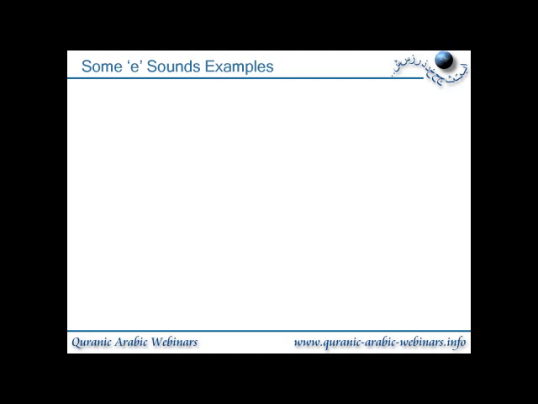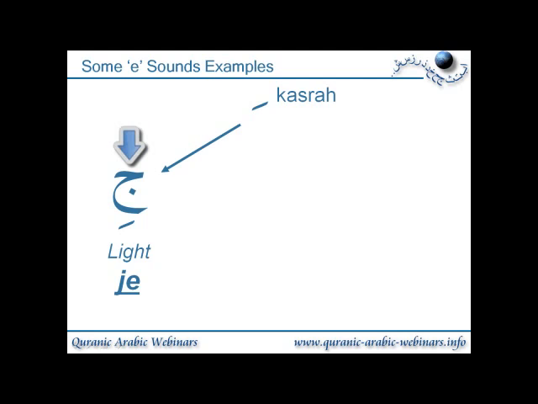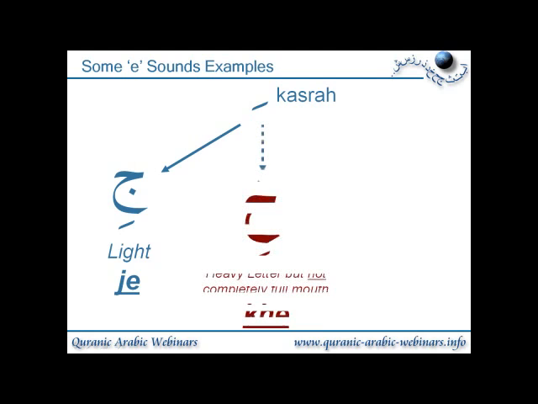Some examples of the E sound. With the letter Jim, we have the Kasrah underneath it, and Jim is one of the light letters, i.e. tarqiq, so it will give the sound of Ji. With the heavy letters, i.e. the tafkhim letters, the sound of the E and the way you pronounce them, i.e. what you do with the motion of your mouth, can vary.